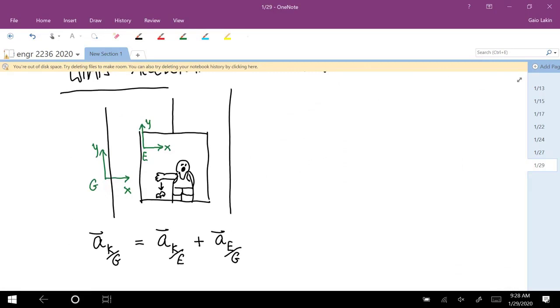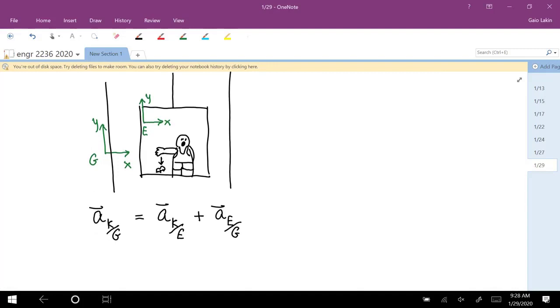And that's not this, because the elevator's on the right. I did it as acceleration of the object relative to the ground is equal to acceleration of the object relative to the vehicle plus acceleration of the vehicle relative to the ground. And that way of thinking of it always works.